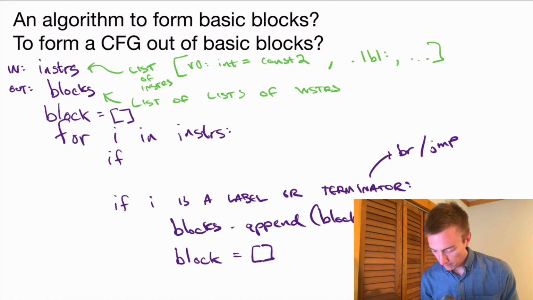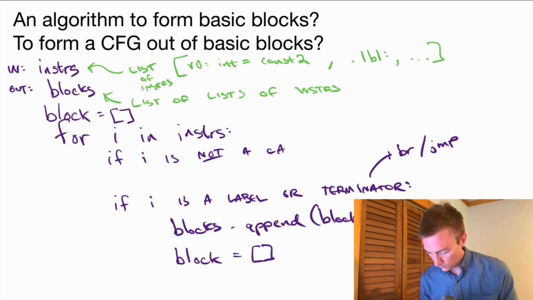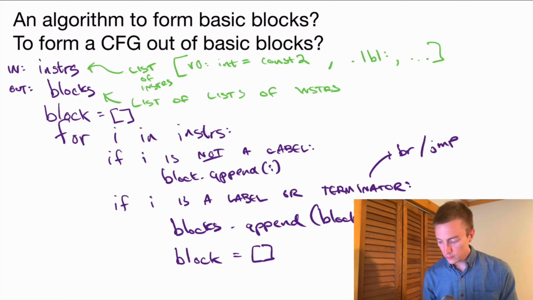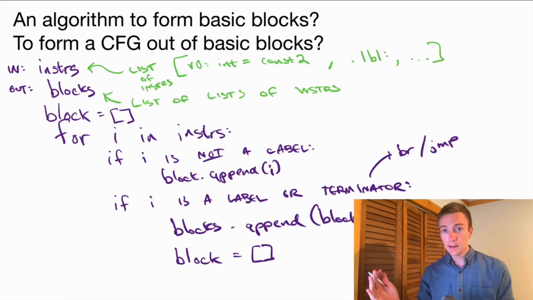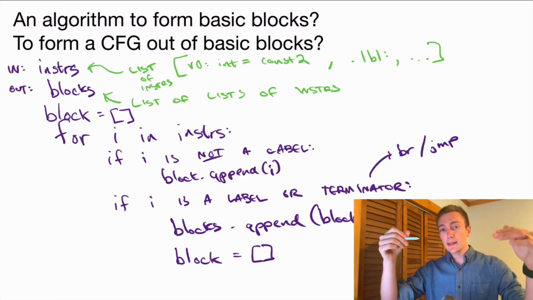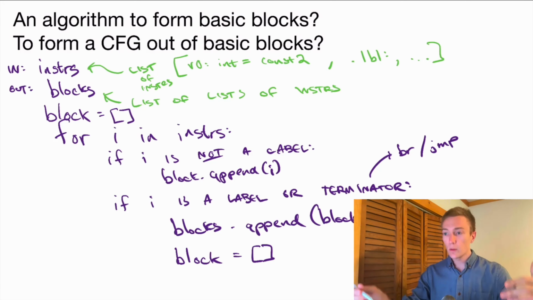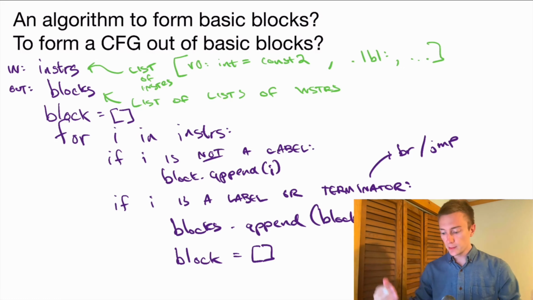So I'll just say in Python style, block.append I. So the way that works is that everything, including terminators, is going to go at the end of the currently being formed block, and also, if it was a terminator, or if we saw a label, then we'll end that block there and start a new one afresh. So that's the algorithm for forming basic blocks. I hope you got the same thing as I did.